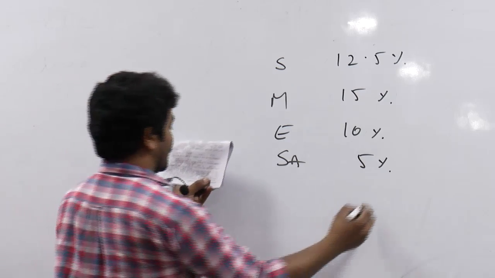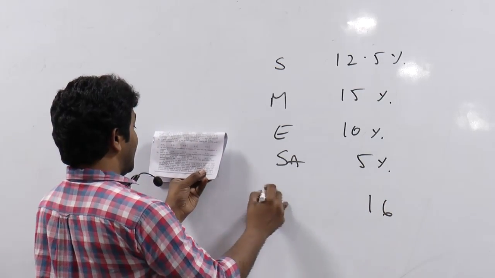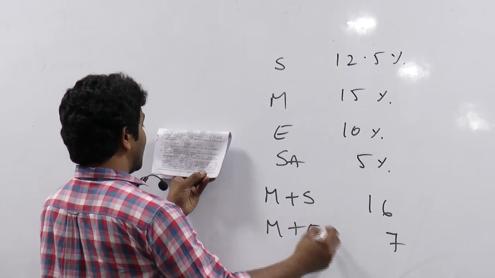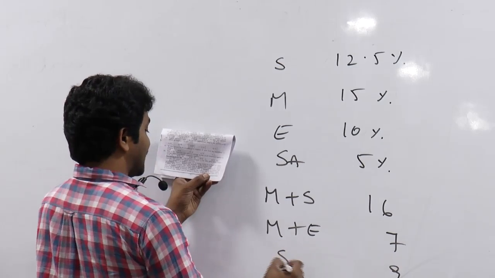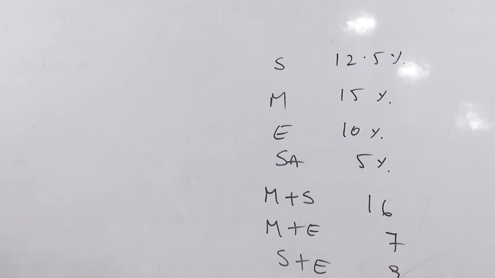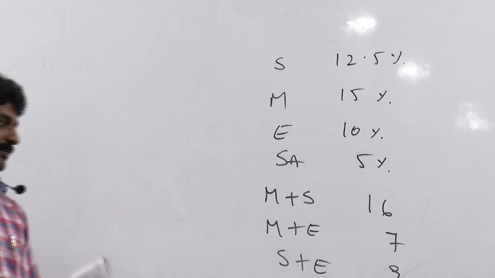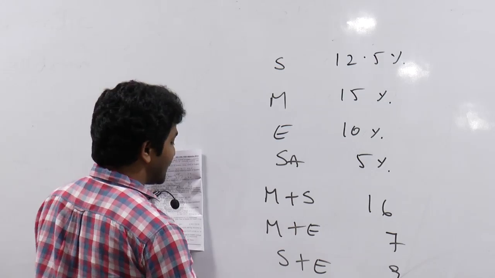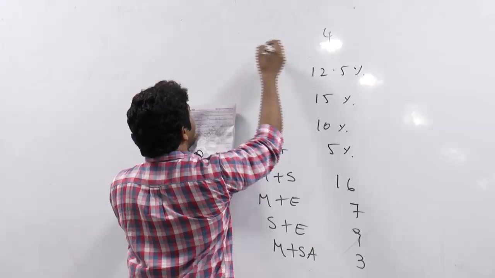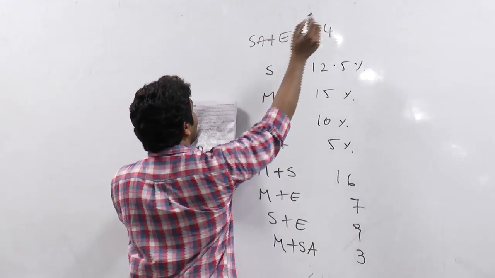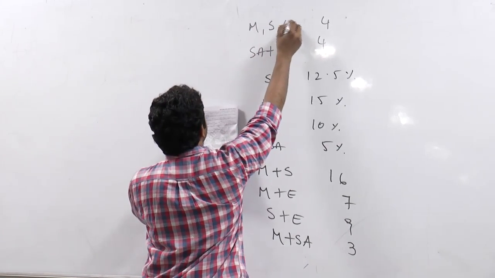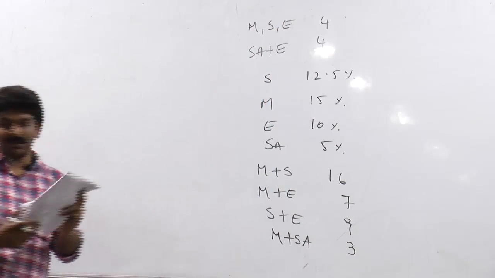16 students take tuition only in maths and science. 7 students maths and English. 9 students science and English. 3 students, the first 4 values are percentages, be careful, maths and Sanskrit. And then 4 students Sanskrit and English. 4 students maths, science, English. And the remaining students take tuition in all.